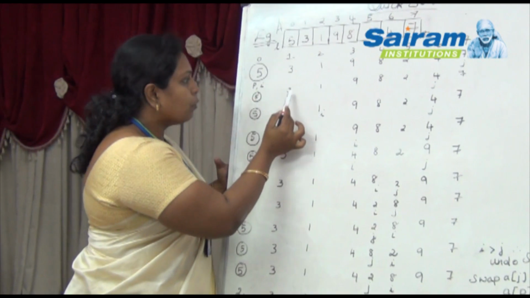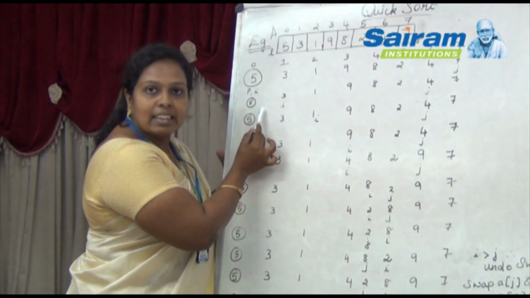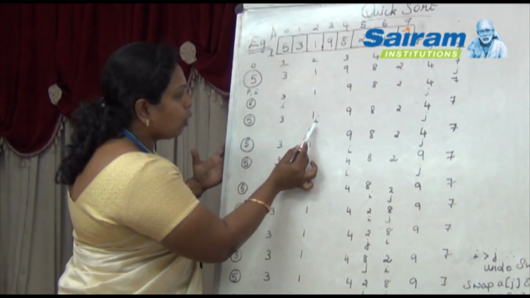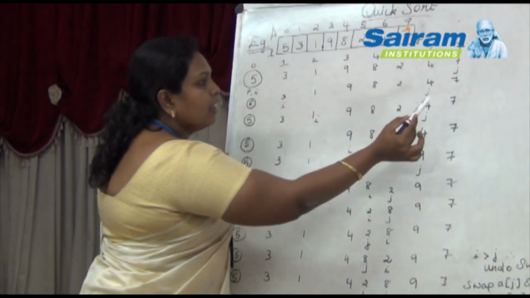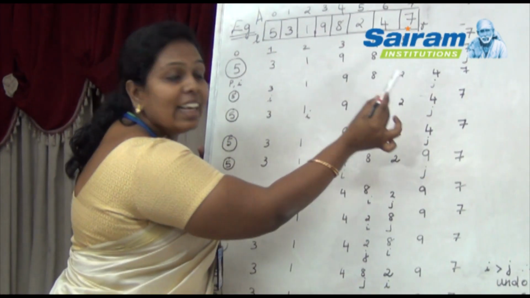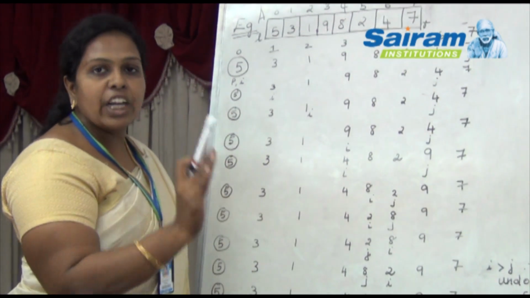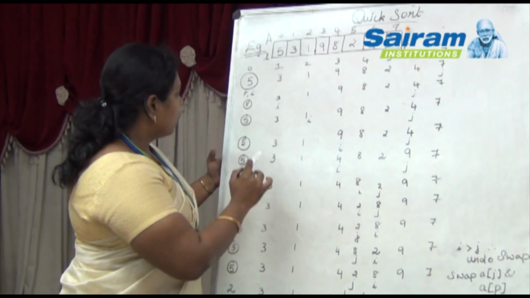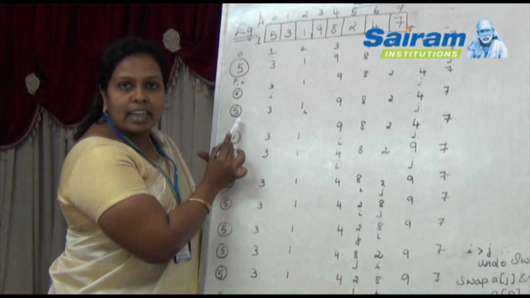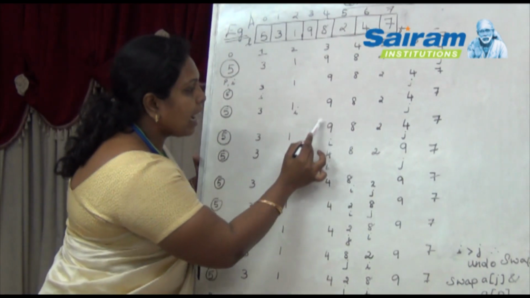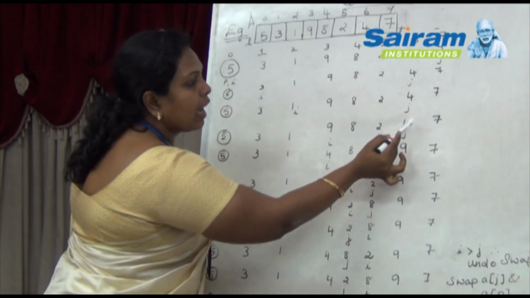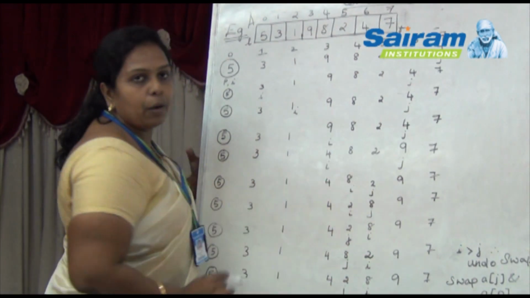Now, check whether A of i is less than pivot. Yes, A of i is less than pivot, so increment i. Then A of j, here A of j becomes less than pivot, so the j scan stops here. Now check i. A of i is less than pivot, so increment i. Now check, A of i has become greater than pivot and A of j has become less than pivot.